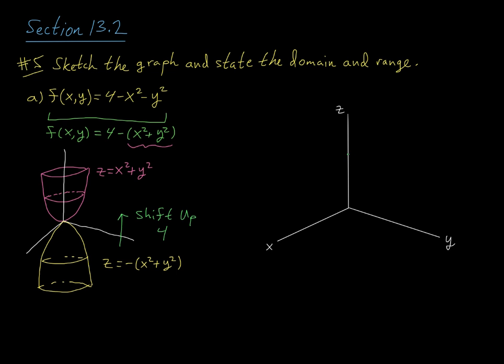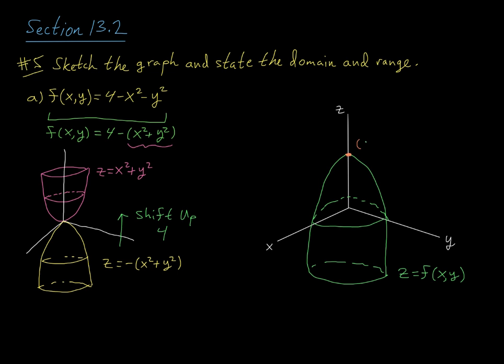We're going to get a paraboloid now that looks maybe something like this. This would be our graph of our surface. And one comment here: the vertex of the paraboloid would just be located at the point (0, 0, 4) because of the vertical shift. Then also we can go ahead and state the domain and range.